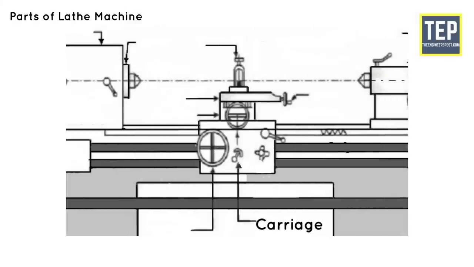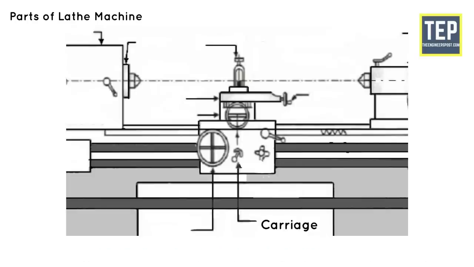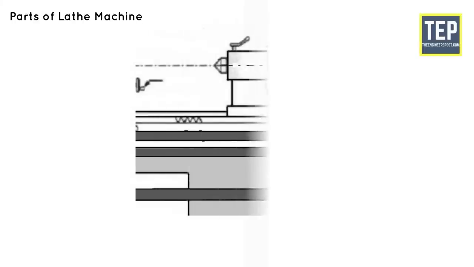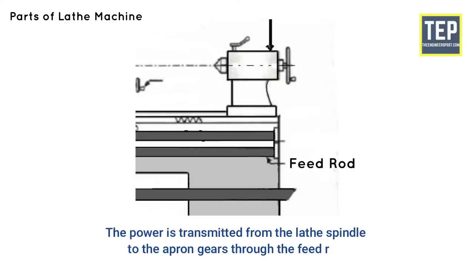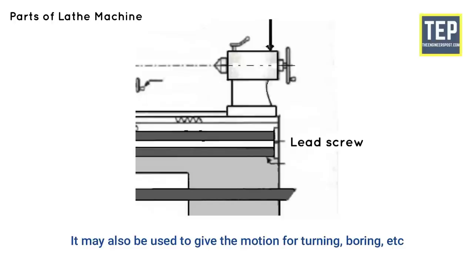The carriage is the most important part of the lathe. It serves as a supporting, moving and controlling part of the cutting tool. The carriage consists of saddle, cross slide, compound rest, and a tool post. Feed rod is a long shaft having a keyway that extends from the feed box across and in front of the bed. The power is transmitted from the lathe spindle to the apron gears through the feed rod. Lead screw is a long threaded shaft used only for thread cutting operation. It may also be used to give the motion for turning, boring, etc.